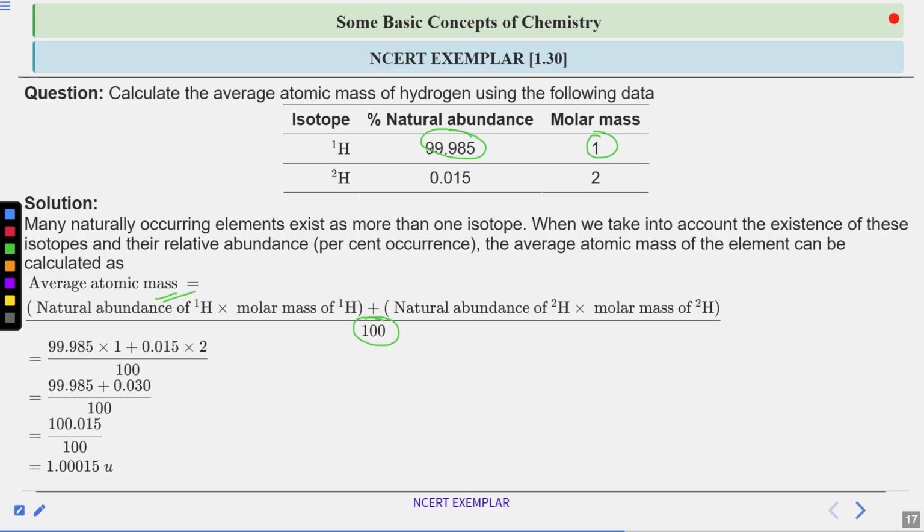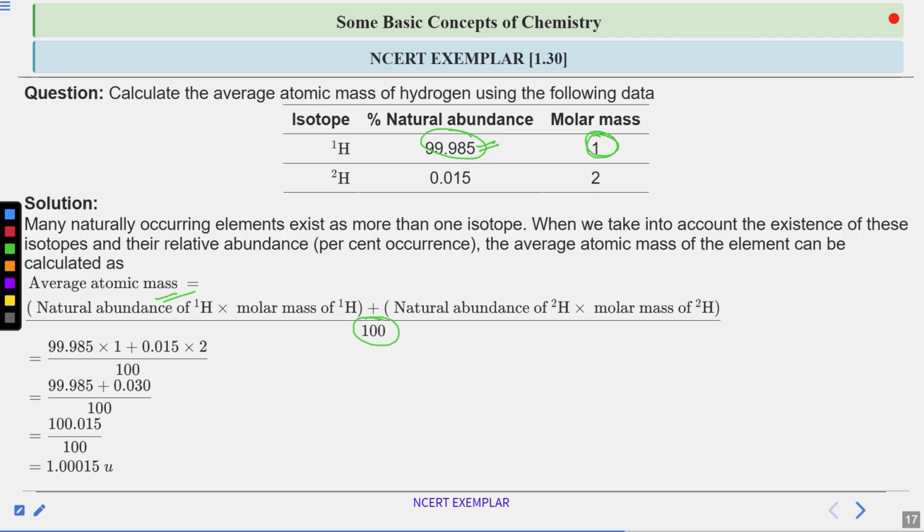Again, I am making you remember, because you need to convert this natural abundance from percentage to the fraction. Now just put all the values. It is given in the question. So it's very simple to calculate it. First thing you have to do is to convert this percentage into fraction. To do this, you have to divide 99.985 by 100. Second thing, whatever the fraction you get, just multiply that by their molar mass.